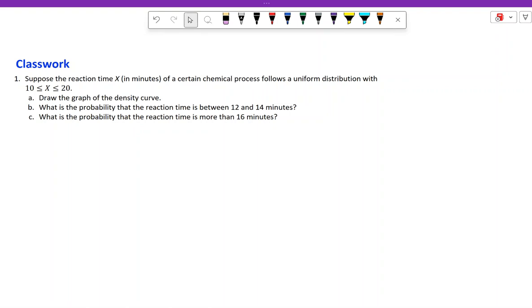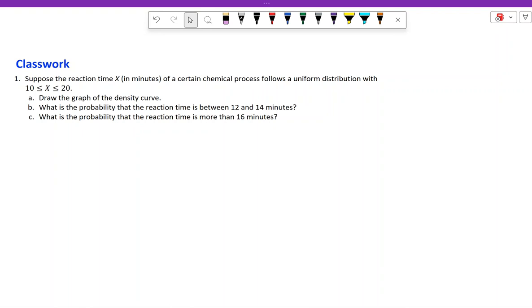Here's a classwork problem that's talking about uniform distribution. Suppose that the reaction time in minutes of a certain chemical process follows a uniform distribution, with the reaction time ranging between 10 and 20 minutes. We want to draw the density curve and then find the probability of a reaction time between 12 and 14 minutes, and then find the probability for a reaction time more than 16 minutes.